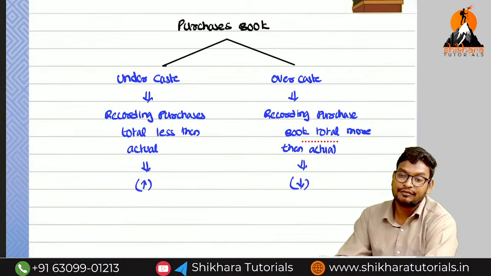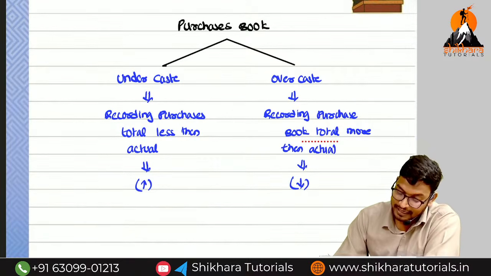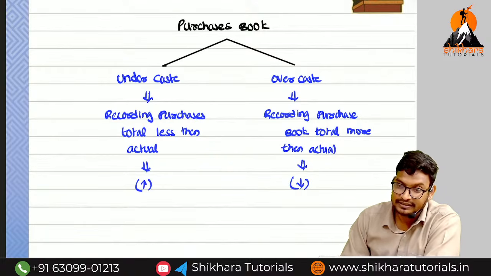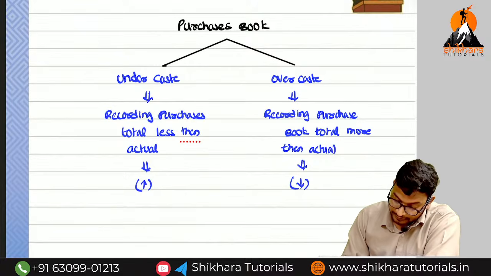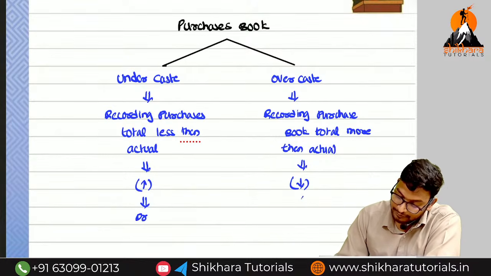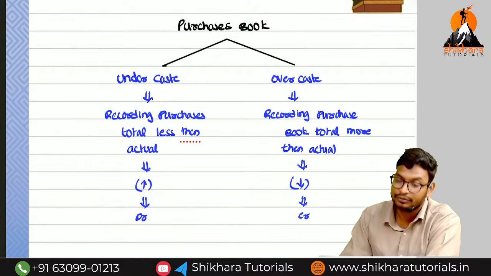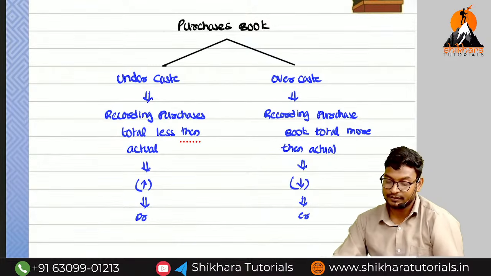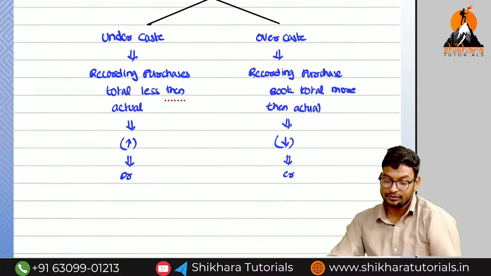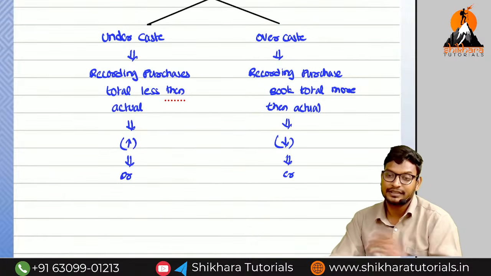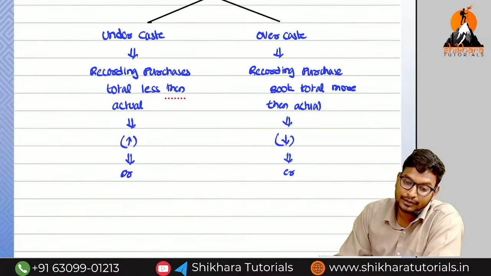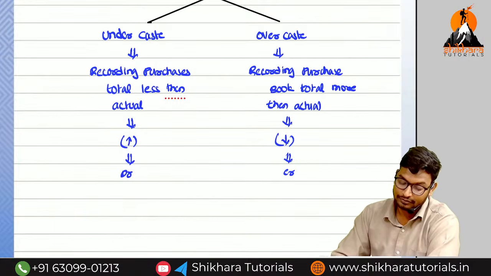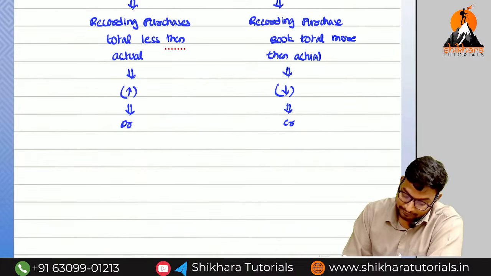Purchases have which balance? Purchases have a debit balance because it is an expenditure. So if the purchases have to increase, we need to debit. If the purchases need to decrease, we need to credit. So debit and credit, and the opposite side we will get is the suspense account. For casting errors, the opposite side will always be the suspense account.